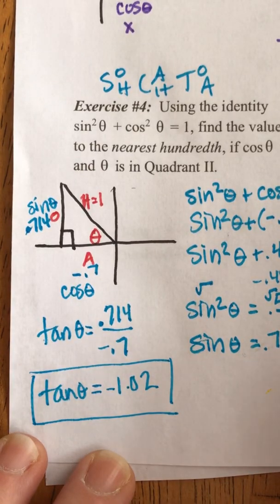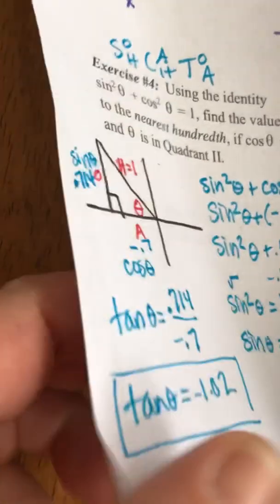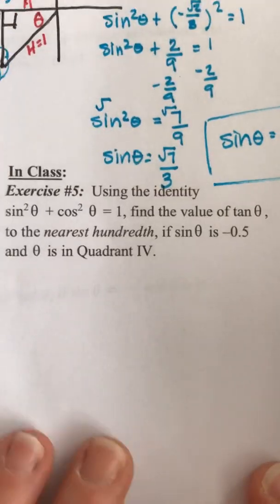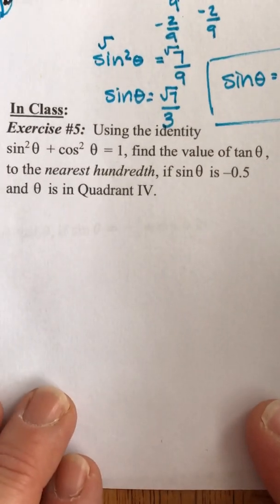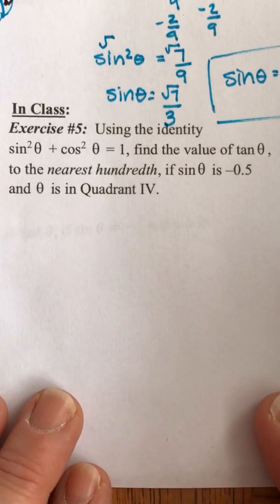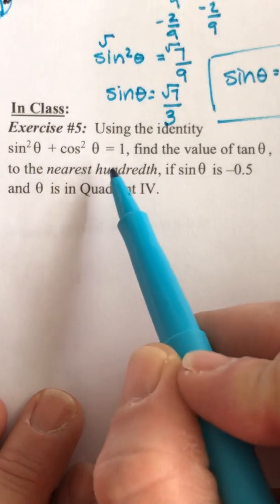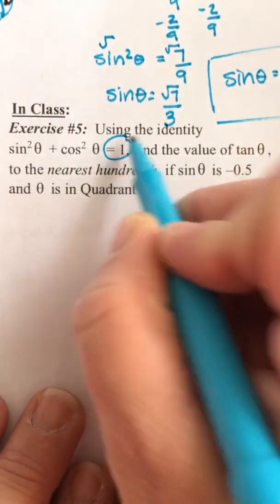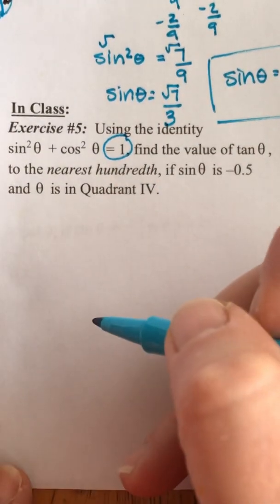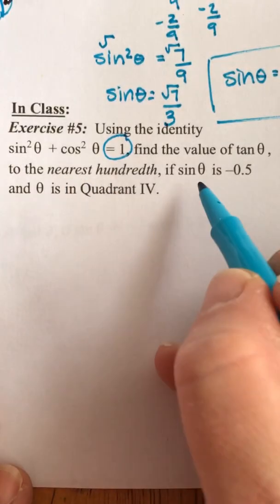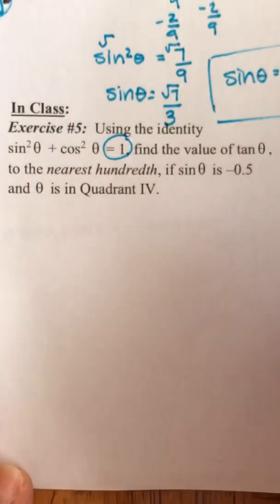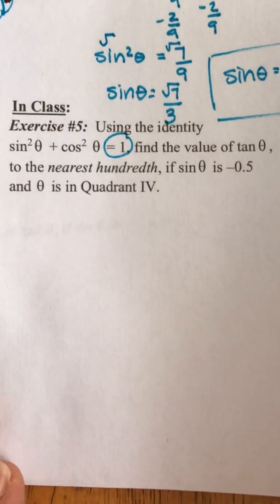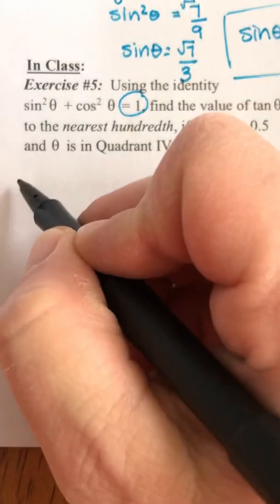Done with that. Let's do one more. If you want to pause the video, try this one, and then come back and check your answer. That's probably a great idea. It says, using the identity sine squared plus cosine squared equals 1, so again, this tells me that my hypotenuse is 1. Find the value of tan to the nearest hundredth if sine is that, and theta is in quadrant 4. So my reference angle is going to be drawn in quadrant 4.